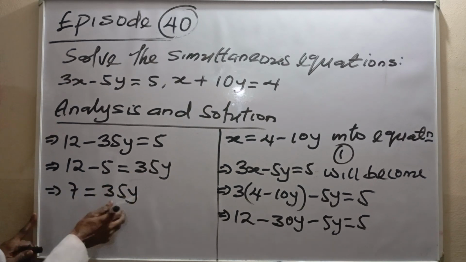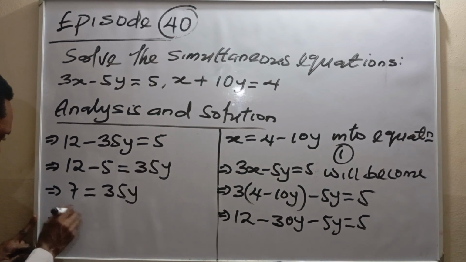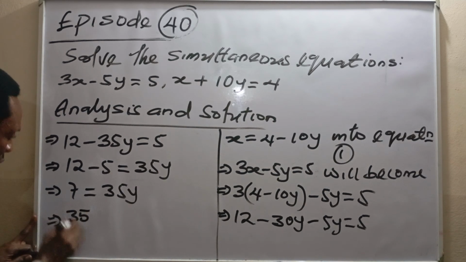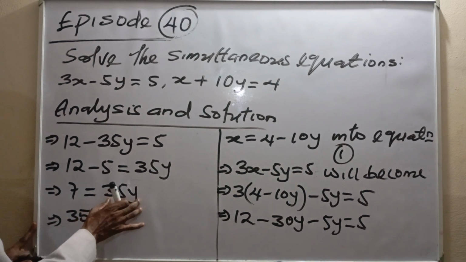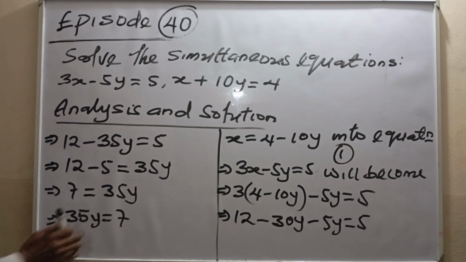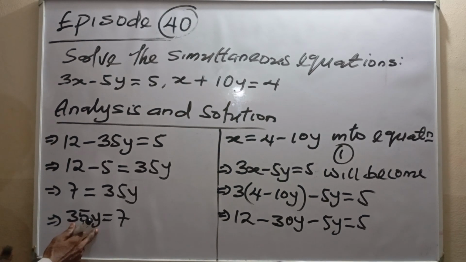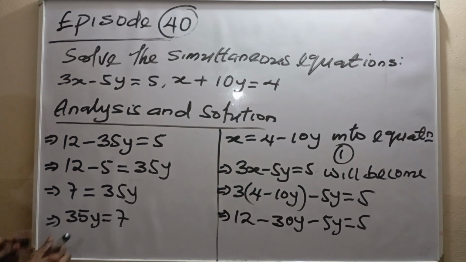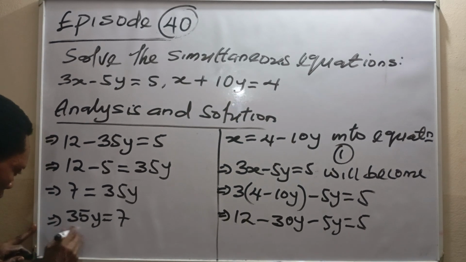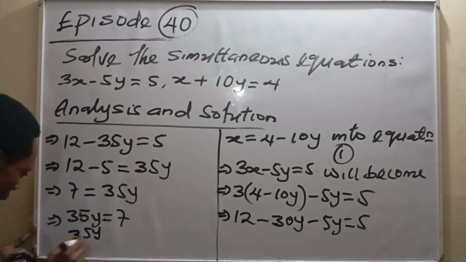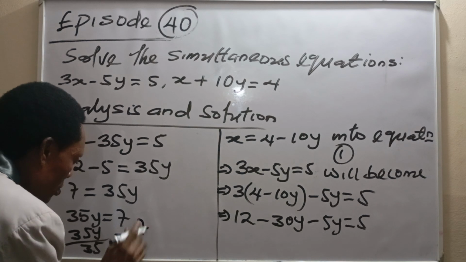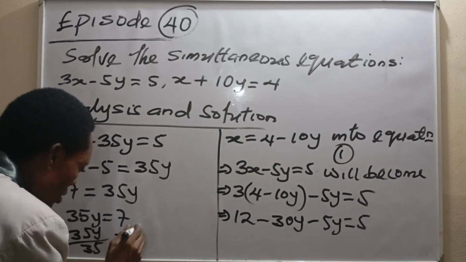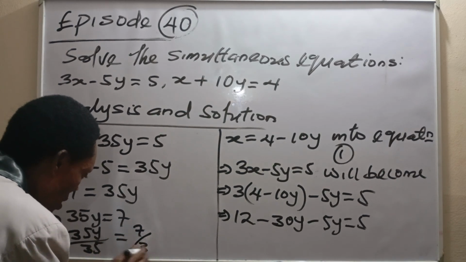This can equally be written as 35y equals 7. I didn't change anything, I only brought 35y to the left-hand side since I'm looking for y. The next thing is to divide both sides by the coefficient of y, so 35y over 35 equals 7 over 35.